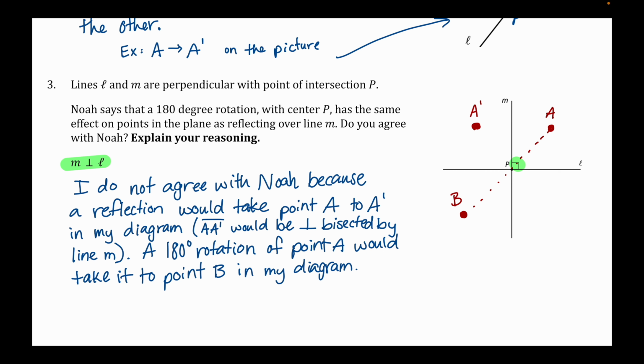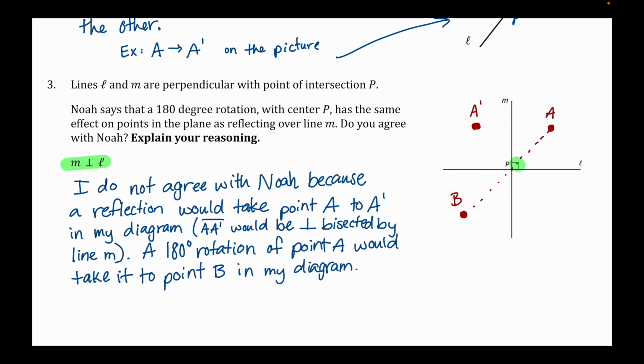So I don't agree with Noah. The reflection would take it across, but still leave, in this case, the vertical position of A in place. Whereas rotating 180 degrees would take it an equal distance from P, but not perpendicular. It would actually have to pass through point P.